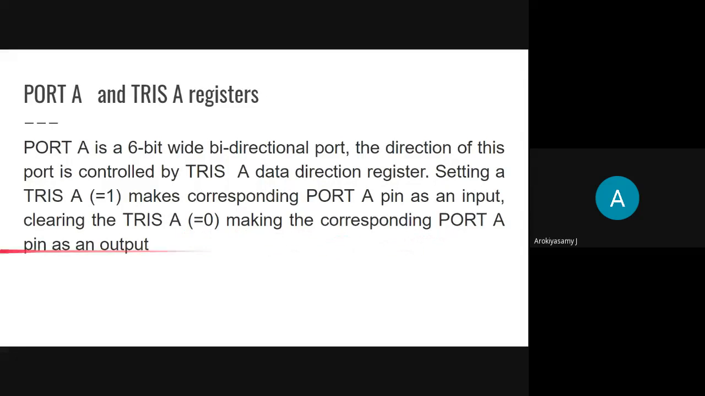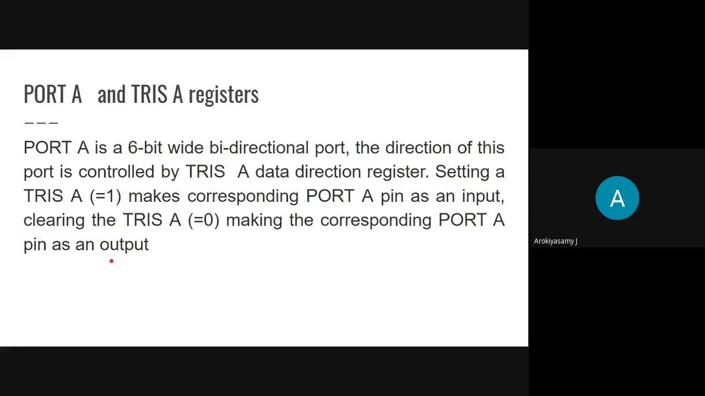Suppose you want to set RA0 as input, then you must give 1 in the TRIS register. If we give 1 in TRIS, the port A pin acts as input. If we give 0 in TRIS, the port A bit acts as output. That is the logic. Very simple logic.